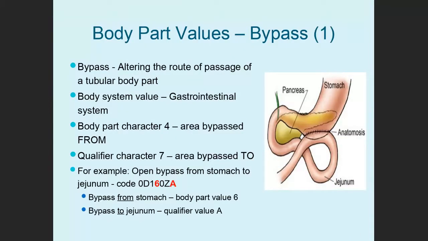So first is bypass. A bypass, procedurally remember, is altering the route of passage of fluids, contents of a tubular part. So in the gastrointestinal system, the body part value is the area bypassed from, the qualifier is the area bypassed to. So the body part works with the qualifier to give a picture of exactly what was going on. For example, open bypass from stomach to jejunum, the bypass is from the stomach, so that's a value 6. And it's to the jejunum, which is a qualifier value A.